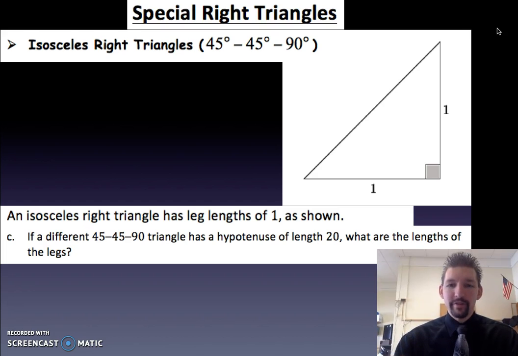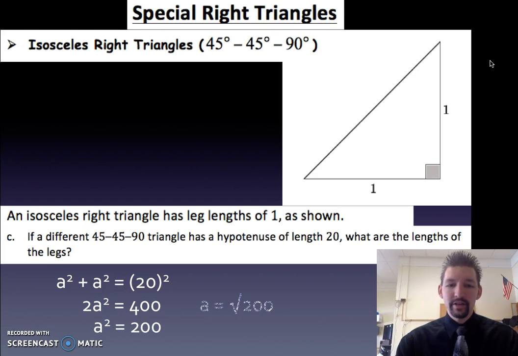If we have a different 45, 45, 90 triangle, and the hypotenuse this time, the long side, is 20, what are the lengths of the legs? Well, to do this, we can use the Pythagorean theorem again. So we're going to plug in a variable, the same variable for our two legs, because we know a 45, 45, 90 triangle is isosceles, equals 20 squared. We'll calculate this down to a squared equals 200, take the square root, and we'll get that a is the square root of 200. So if our hypotenuse is 20, the two sides would be the square root of 200.